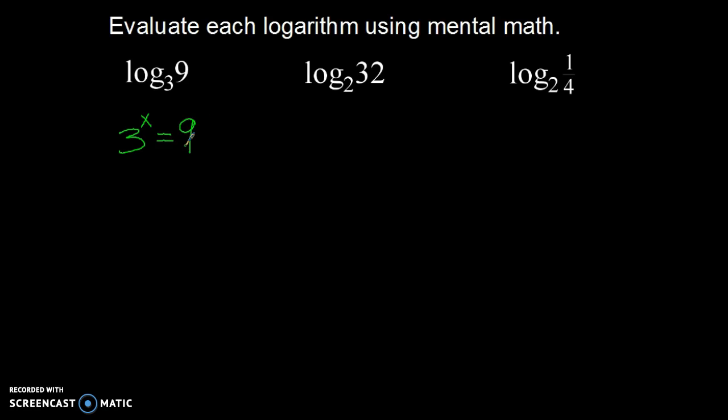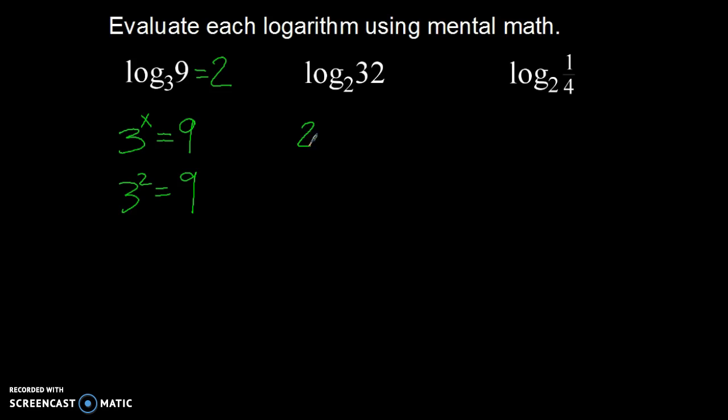Well, this one's relatively straightforward. We know that 3 squared equals 9. So this logarithm just evaluates to 2. Right? Because 3 squared gives us 9.